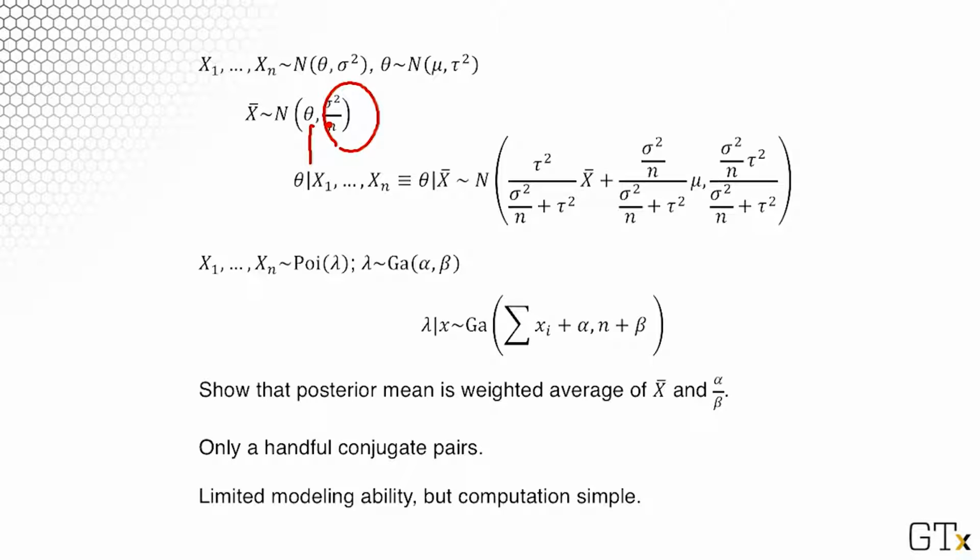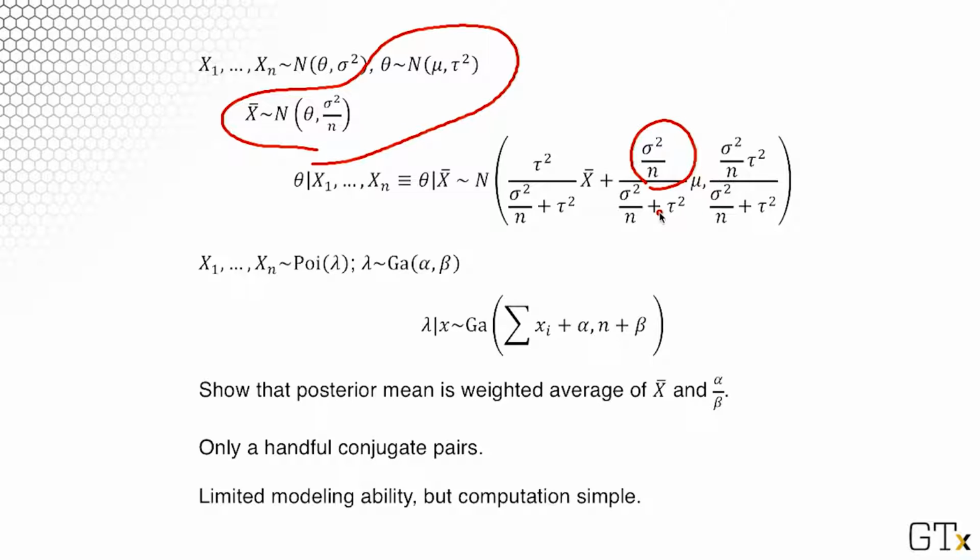This is the property of any IID distribution with the same variance. If you take the distribution of x bar, the variability gets divided by n. And now the problem is conjugate. Instead of all these x's, you look at the x bar. The posterior remains pretty much the same. You only replace sigma squared with sigma squared over n.